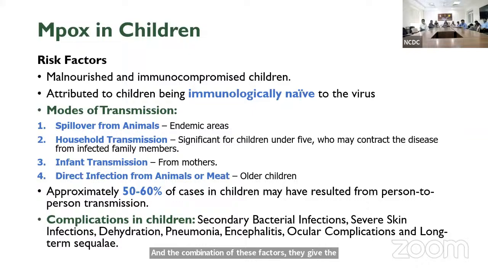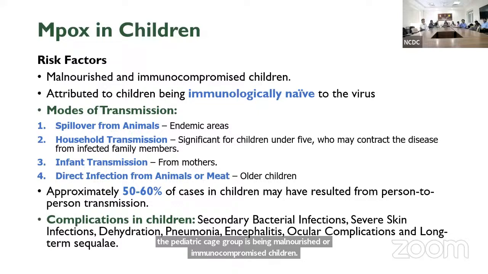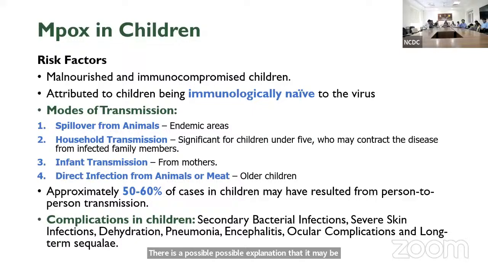If we look at the current outbreak, a significant proportion of the cases are reported from the pediatric age group. The risk factors for the pediatric age group are being malnourished or immunocompromised, or there is a possible explanation that it may be attributed, or may not be, because the evidence is very limited, to the children being immunologically naive to the virus.